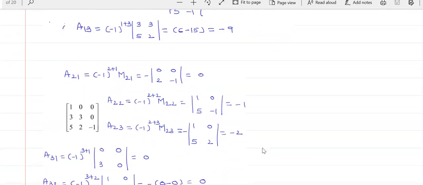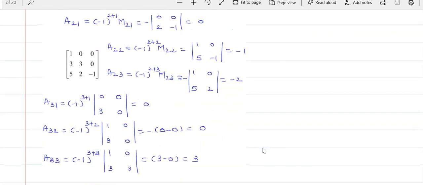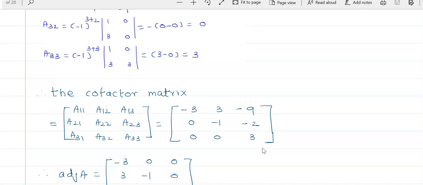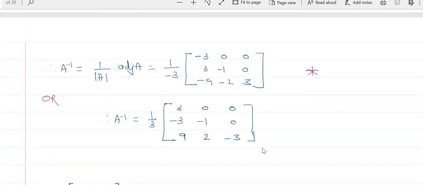Next is this, the adjoint of A. Therefore, A inverse is equal to 1 upon determinant of A into adjoint of A. That is, A inverse is equal to 1 by 3. Now the next.